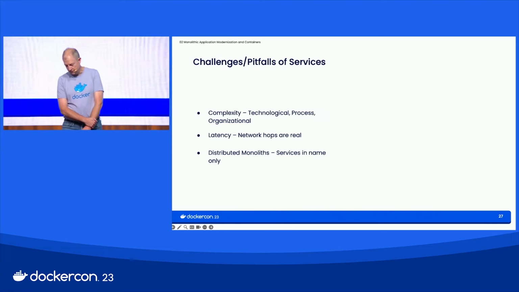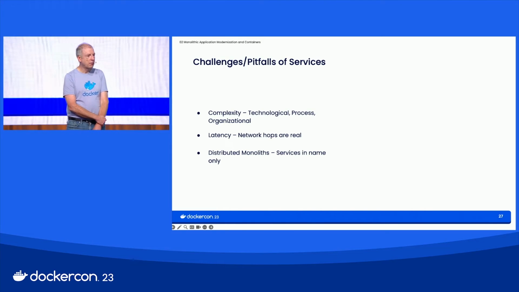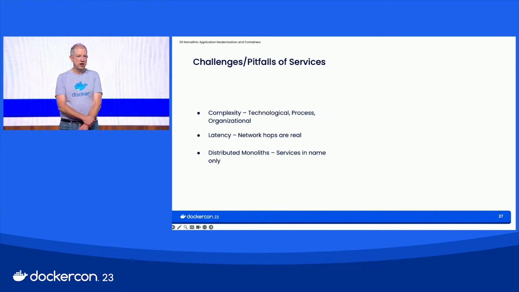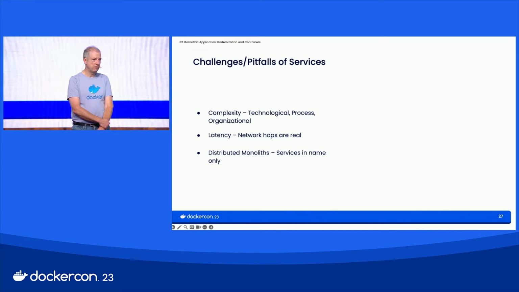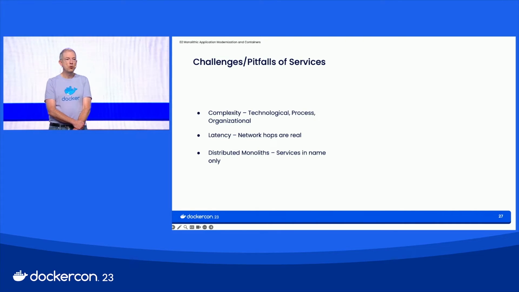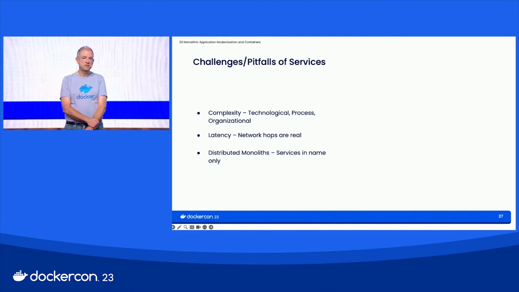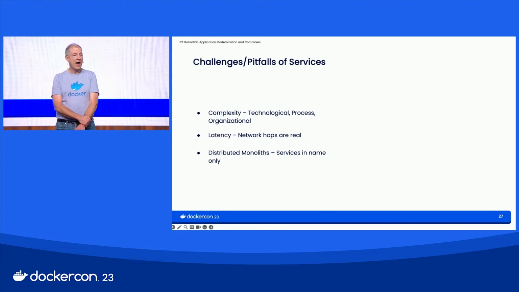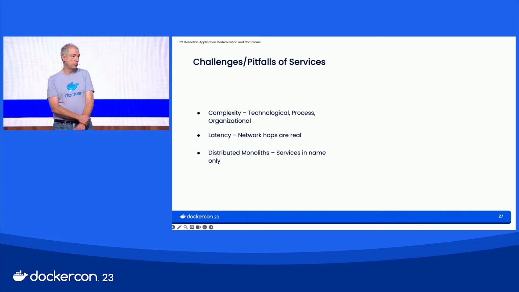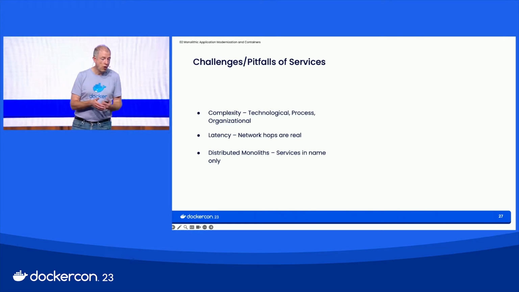Distributed monoliths. Okay, so here's the third time I'm going to mention Conway's Law in this presentation. When you are devolving an application into services, those services need to be independent of each other. They need to be loosely coupled. If you do not do that, then what you wind up with is a bunch of services that are highly dependent upon each other, have to be deployed together, are versioned together, and have to work together at all times.